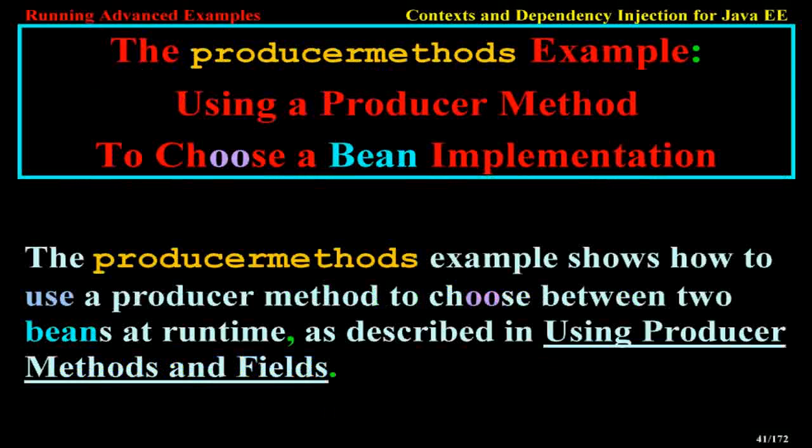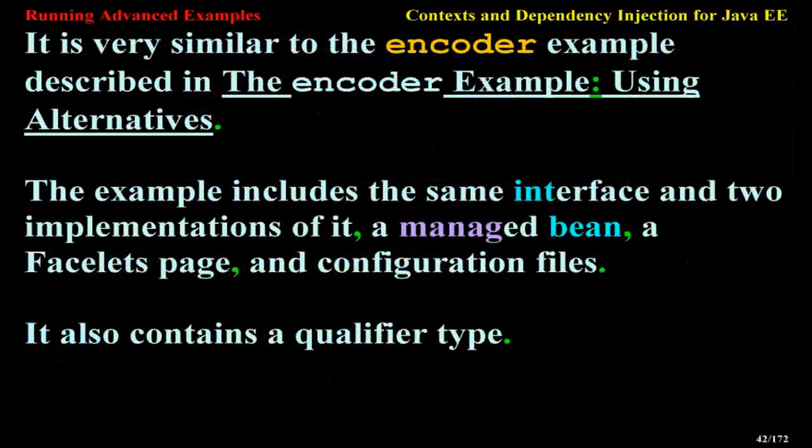The producer methods example: using a producer method to choose a bean implementation. The producer methods example shows how to use a producer method to choose between two beans at runtime, as described in Using Producer Methods and Fields. It is very similar to the encoder example described in The encoder Example: Using Alternatives. The example includes the same interface and two implementations of it, a managed bean, a facelets page, and configuration files. It also contains a qualifier type.